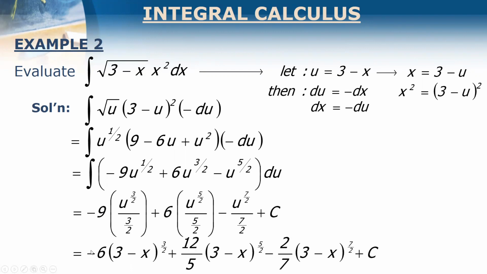One yung result. 9 divided by 3 halves is 6. 6 divided by 5 halves is 12 over 5. And reciprocal sa 7 halves, that's 2 over 7.